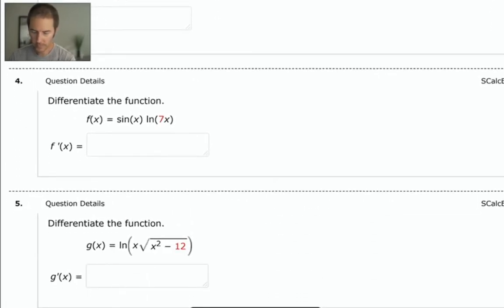Problem number 4 is a product rule question. And then when you have to take the derivative of the natural log of 7x, there's a little bit of a chain rule built in there. You will have to multiply by the derivative of 7x as part of taking the derivative of the natural log.